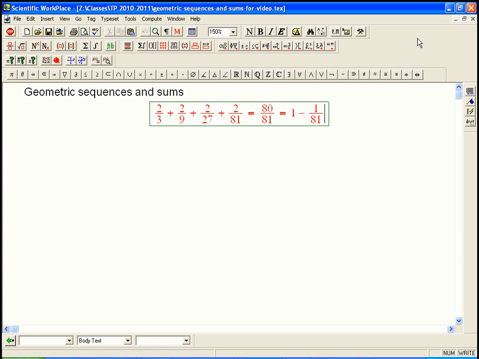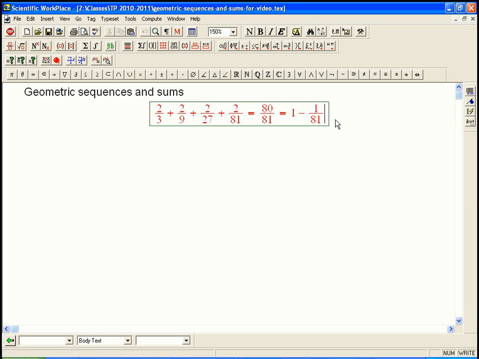In class we were doing some examples of the sum of a geometric sequence. And here's an example of a very short geometric sequence turned into a sum: 2/3, 2/9, 2/27, 2/81. And what we got was an interesting answer that it was almost 1, and the difference was a very simple thing. It was just 1/81. It was 1 minus 1/81, or 80 over 81.